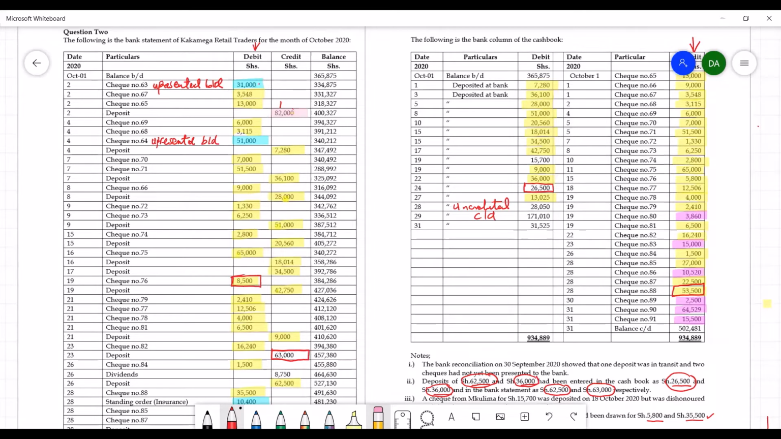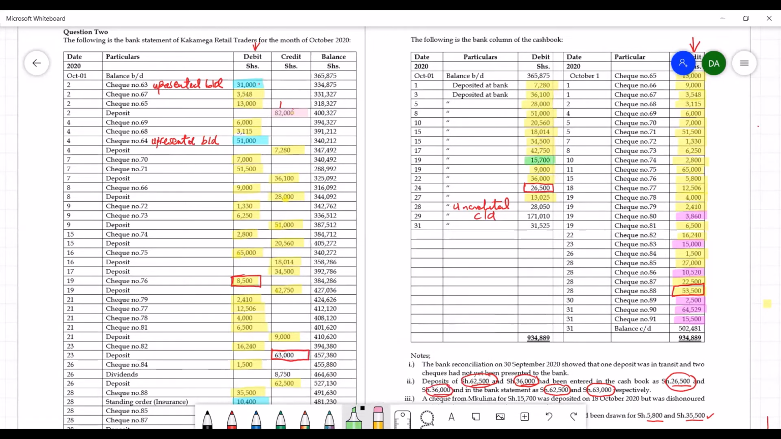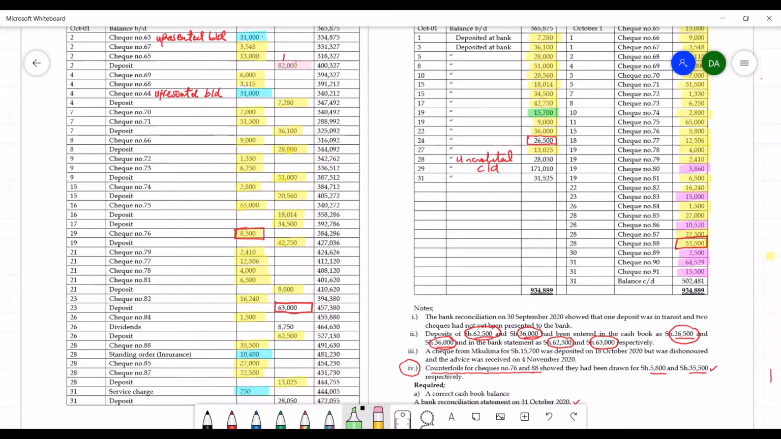Right. So having compared, then if you look at this, you still find an amount of 15,700. And that amount has been explained in additional information number 3, where we were told that a check from Mkulima of 15,700 was dishonored and the response was received late in November.